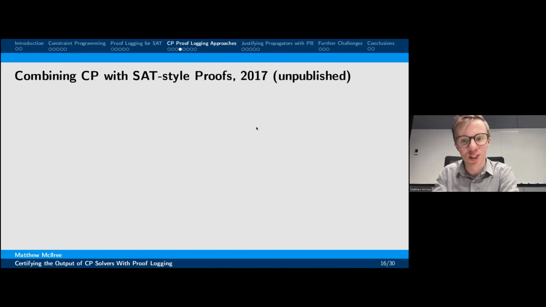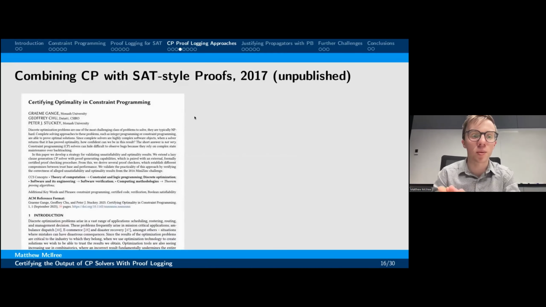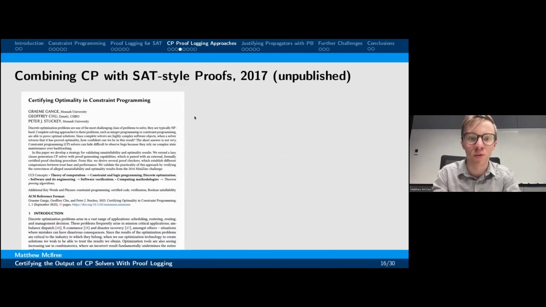because it was unpublished, and that is a little bit unfortunate. As far as I've been reliably informed by at least one of the authors, it effectively remained unpublished for mostly logistical reasons, due to the lead author leaving academia. But it's worth talking about how this CP proof logging approach works. So first of all, this extended the Wecksler and Strickman approach to deal with optimality problems.